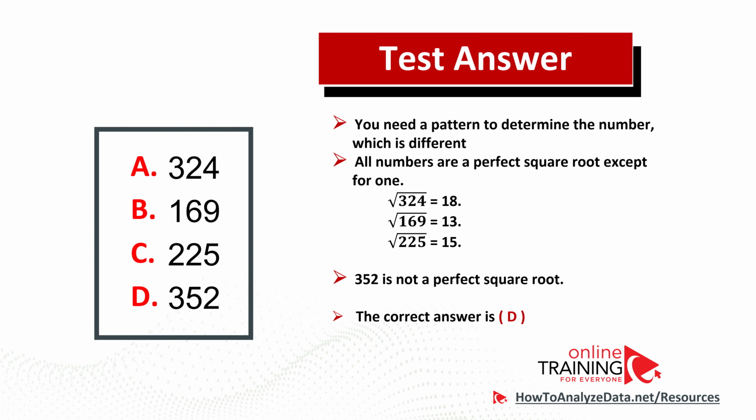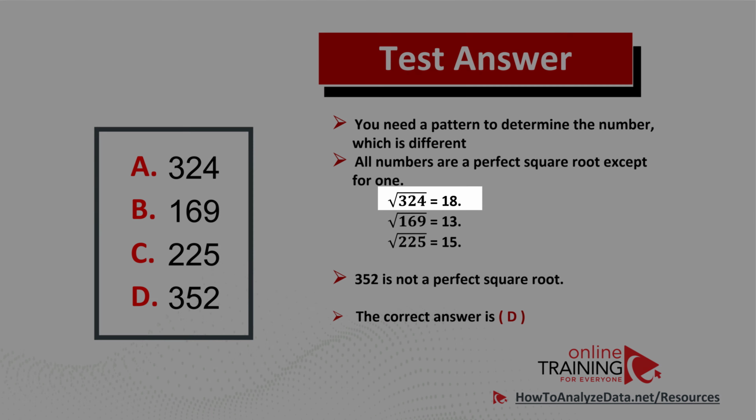As usual, to get to the answer, you need to determine the pattern and understand which 3 numbers match the pattern and which one number does not belong to the pattern. In this case, the pattern is square root. You can see that 3 numbers listed here are perfect squares.